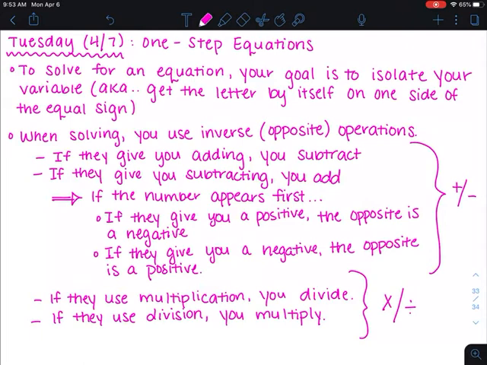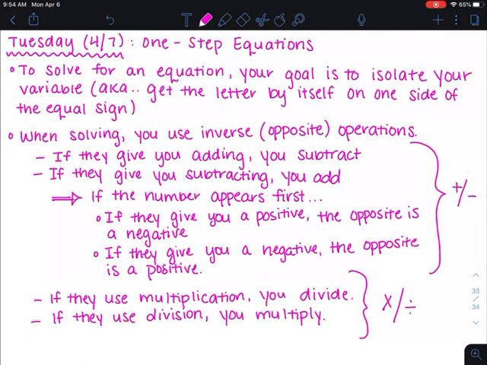Today we are going to be learning one-step equations and how to solve for each equation. To solve an equation means that your goal is to isolate your variable. So basically you want to get the letter, which is the variable, by itself on one side of the equal sign.